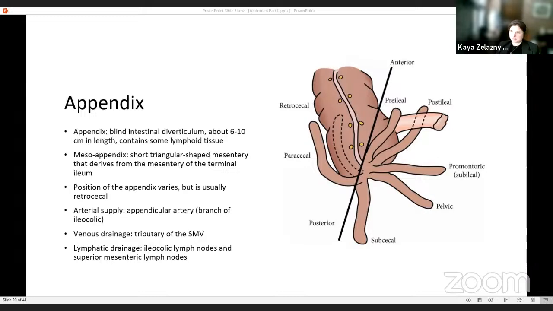Okay. So in terms of arterial supply, there's a branch to the appendix from the ileocolic artery. So we have an artery we just call the appendicular artery. And your venous drainage is ultimately going back to the superior mesenteric vein. So it's kind of following along with what was going on for our cecum. So the lymphatic drainage is going back to the ileocolic lymph nodes as well, and then back to the superior mesenteric lymph nodes.